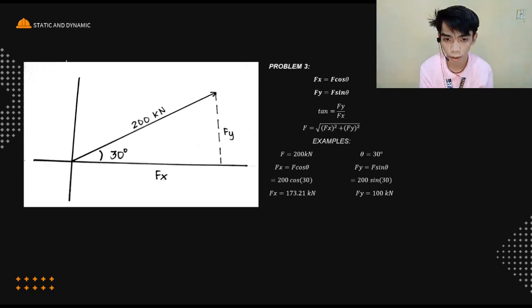So, using our example, ang force natin ay may 200 kN. Sa pag-solve ng Fx, 200 multiply to cosine 30. Ang Fx natin is 173.21. So, sa Fy naman, F sine theta, 200 times sine 30. Ang Fy natin is 100 kN.